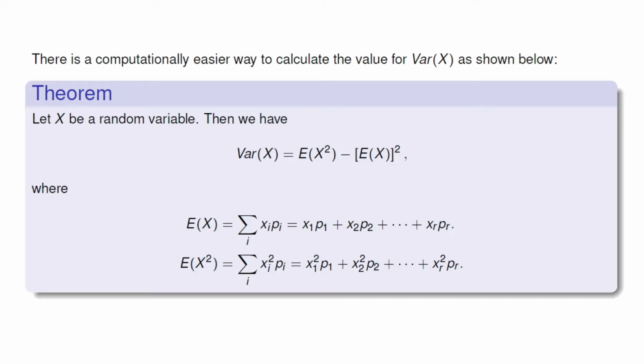All right, let's repeat it one more time. The variance is the expectation of the square minus the square of the expectation. Now here, expectation of X can be found using this formula, and expectation of X squared can be found in this formula. This method is usually computationally easier. Let's see how we can use this method to calculate the variance.